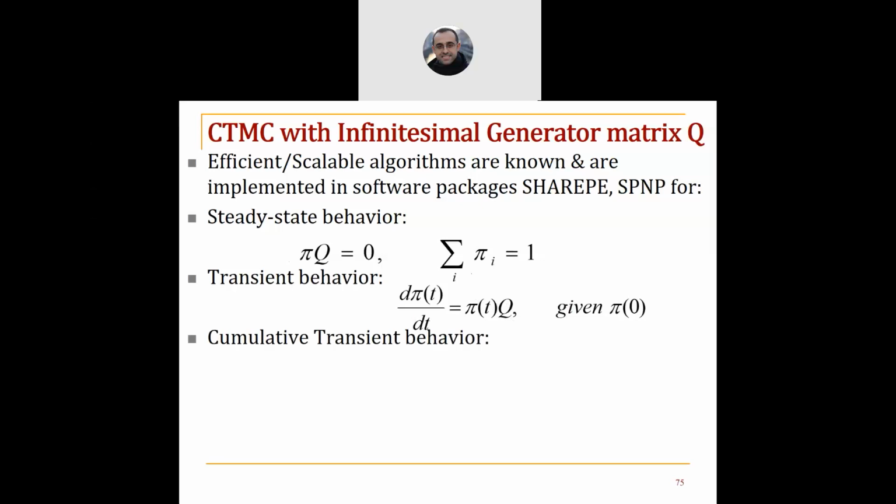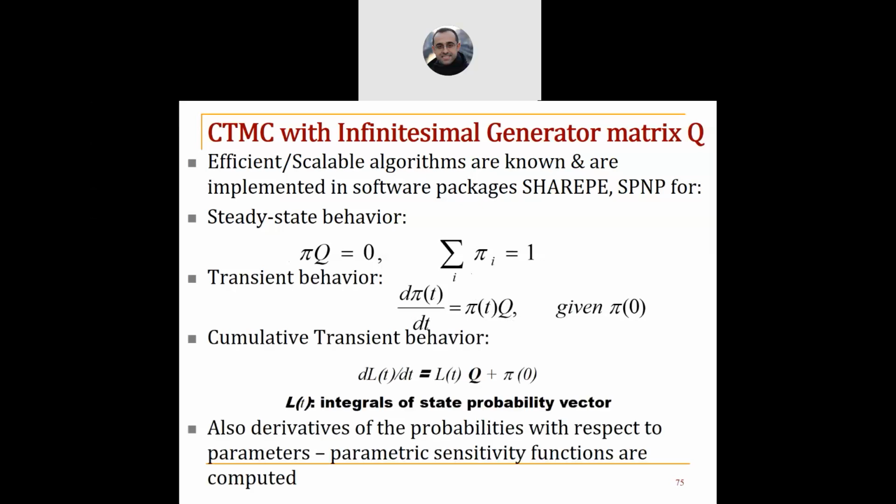And we can also do what is called cumulative transient behavior, in which we are asking for the integrals of the state probabilities. And we can also ask for derivatives of the probabilities with respect to the parameters. Parametric sensitivity functions can also be computed.